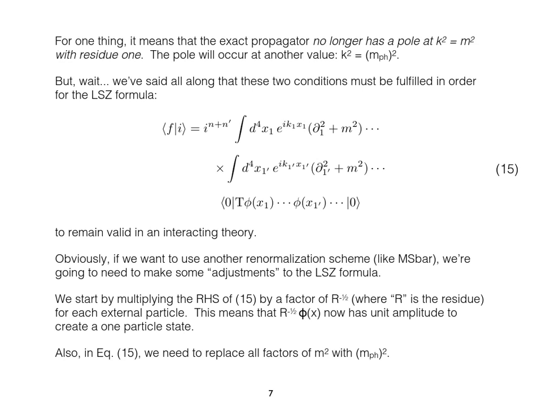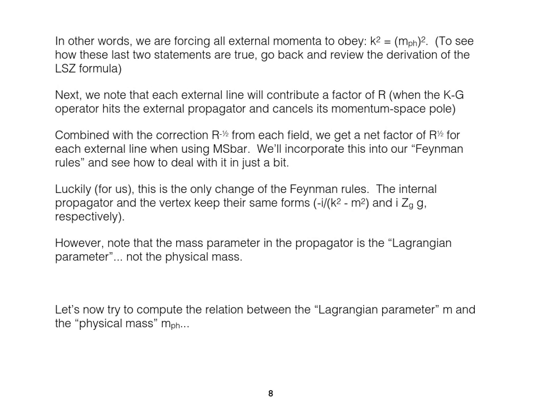And then to correct for the fact that we don't have the simple pole anymore at m squared, we can just replace everywhere we have m squared with the physical mass squared. So we're doctoring up the LSZ formula to fit our needs. Like I said, we're forcing all external momenta to obey not the on-shell condition k squared equals m squared, but k squared equals the physical mass squared, right?